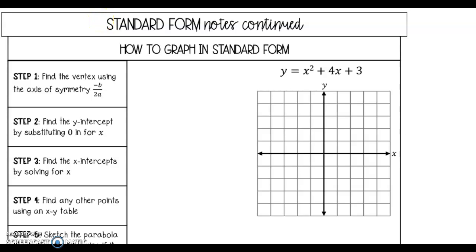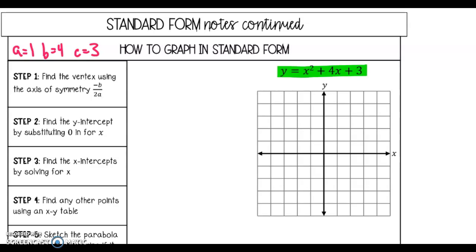Okay, so let's take what we learned and let's graph in standard form. So first of all, when we are looking at our equation, here's our equation right here, y equals x squared plus 4x plus 3. Let's just write down that a is 1, that's the number in front of x squared, b is 4, c is 3.